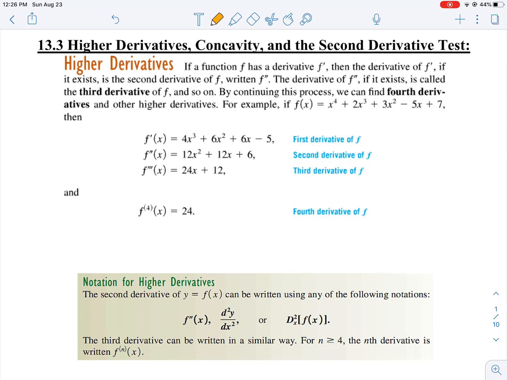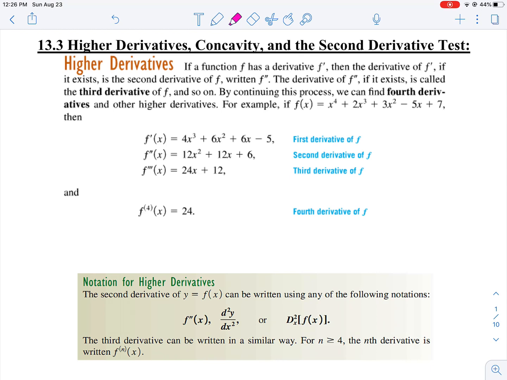So it says here, higher derivatives are derivatives of derivatives. A function f has a derivative f prime, then the derivative of f prime, if it exists, is the second derivative of f, written f double prime. The derivative of f double prime, if it exists, is called the third derivative, and so on. So we can continue to find derivatives by just taking the derivative of the function before.